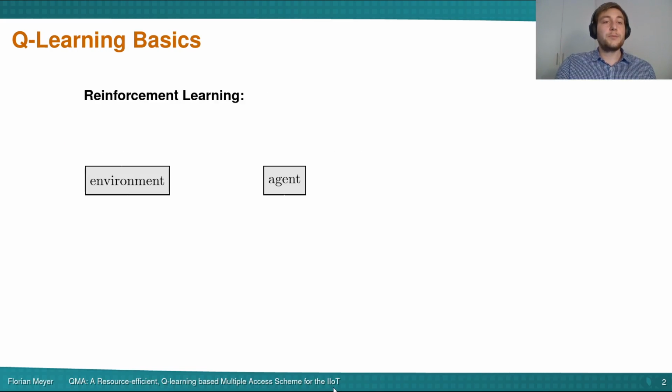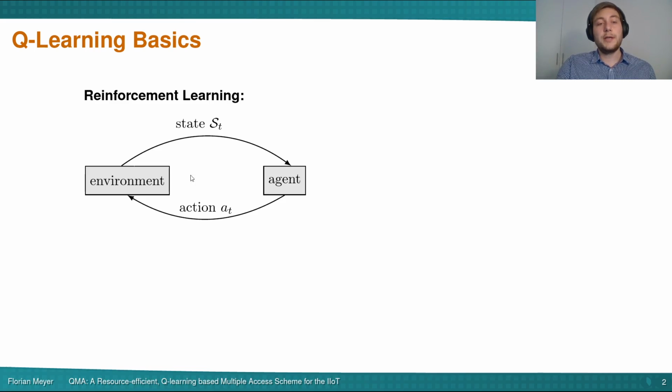One algorithm that has proven to be quite good in this kind of application is Q-learning, which is a reinforcement learning algorithm where an agent interacts with an environment in the sense that it retrieves a state s_t at time t from the environment and executes an action a_t in response to it, which then alters the state of the environment. So the environment gives back state s_t+1 to the agent, combined with a reward r_t, which indicates how good the action actually was.